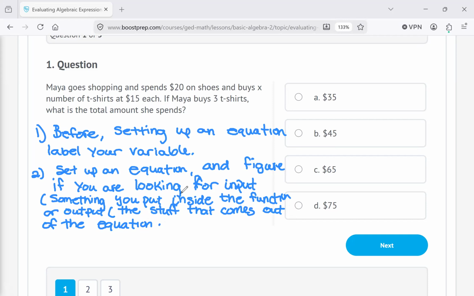So in these word problems, input is usually the x value and output is really the y value. So you can also think of it as that. Input is usually the x value. Output is usually the y value.